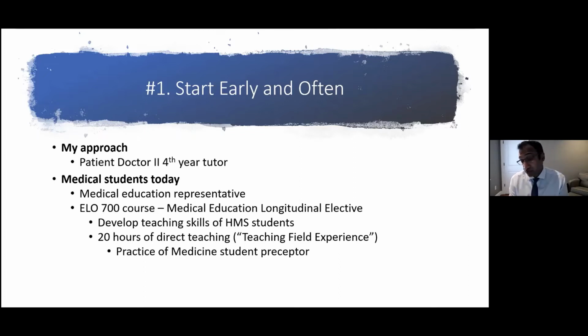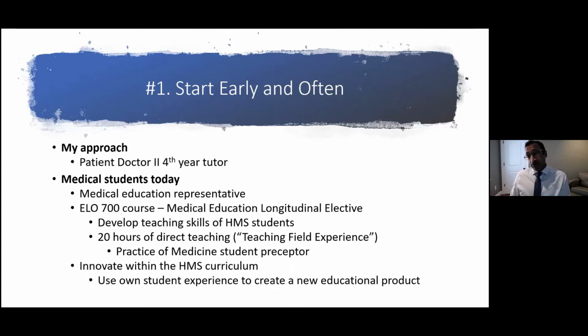I think one course where this works really well is the Practice of Medicine course, which is the first year clinical skills course for the pathway students at HMS. Great way to get experience precepting, whether that's in a small group or at the bedside, and also have a faculty member who's observing your teaching skills so you can get direct feedback. So the ELO 700 course is a great way for students to get both classroom-based teaching about medical education, but also real field experience teaching.